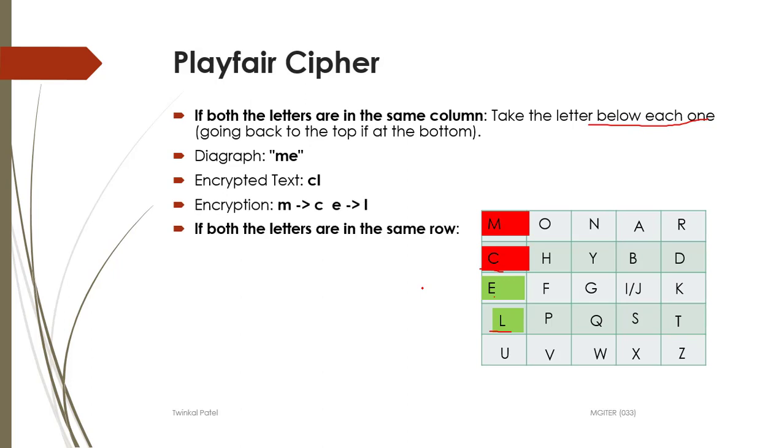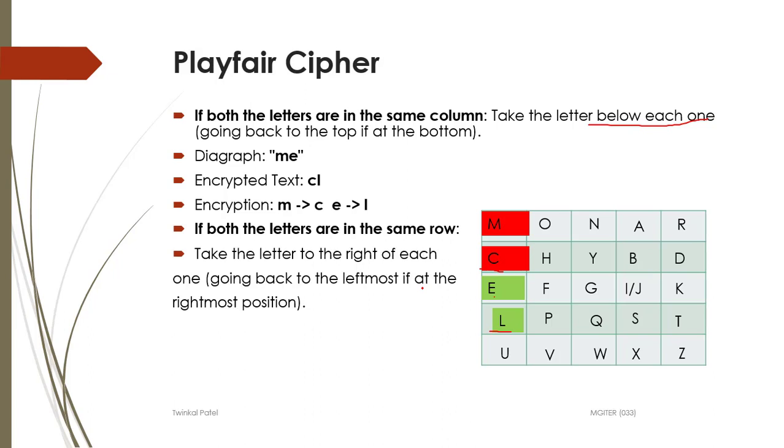Next, if both the letters are in the same row, then take the letter to the right of each one. For example, consider S and T here. Here S is replaced with T and T is replaced with L. Here we are going circularly from right to left.